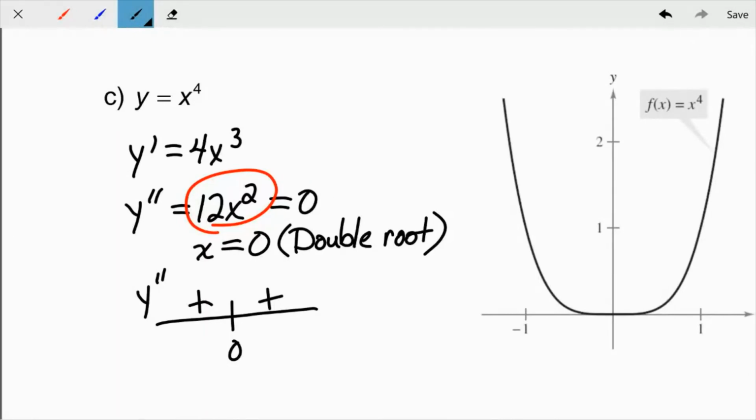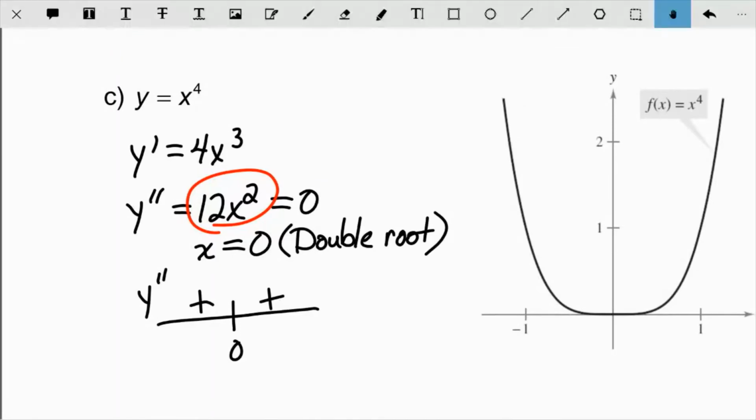And if you look at the graph to the right here of f of x is equal to x to the 4th, you can see that the graph is always concave up. So be careful about that. Don't just set the second derivative equal to 0 and assume that all those points that you find are going to be points of inflection. You have to either take multiplicity into account or you have to do a sign chart.